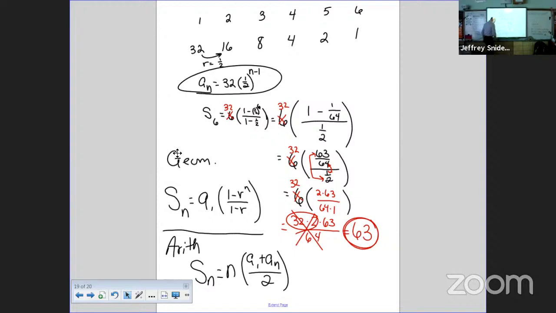Okay. All right. So today is a practice day. You're going to be practicing on identifying arithmetic, geometric, writing an nth term, finding some series for me, and then we're actually going to be looking at some word problems, applying this idea as well.